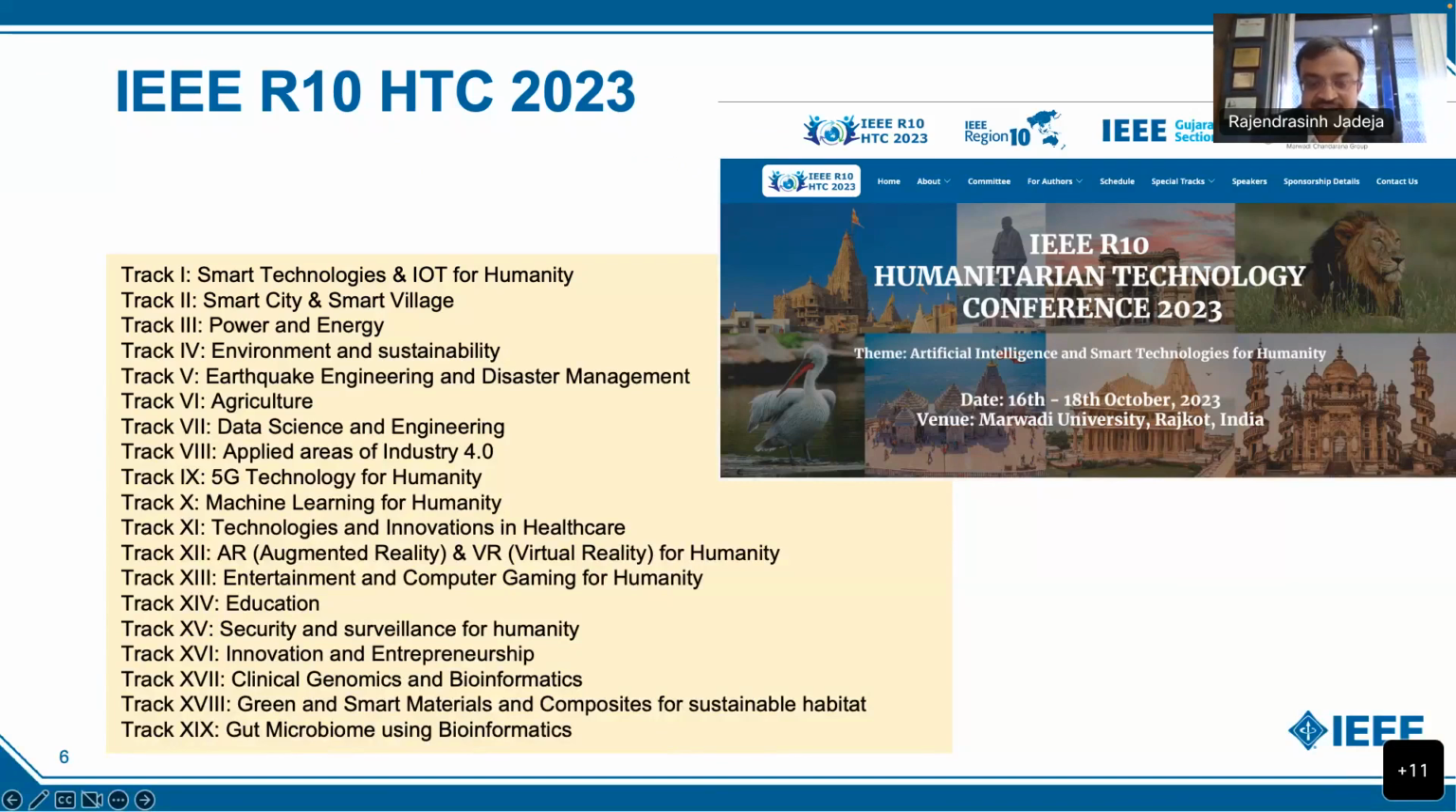So these are the tracks. We are going to invite research papers during the month of October here at HTC 2023. So with this, I welcome you all here to the IEEE Gujarat Section at Marwadi University during the month of October.